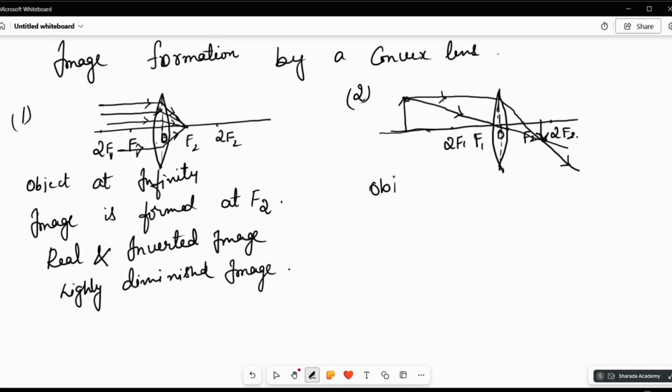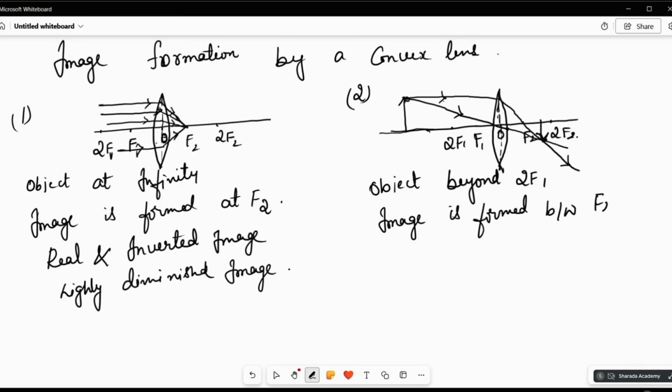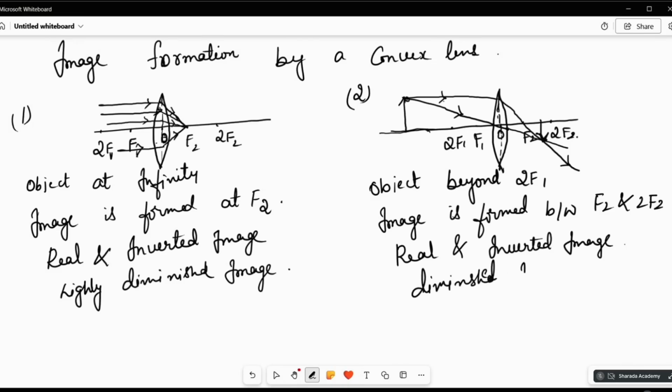So object beyond 2F1, image is formed between F2 and 2F2, and here we get a real and inverted image. It's a diminished image. Diminished image means it is reduced. When you compare to the object, it is less. The size is reduced.